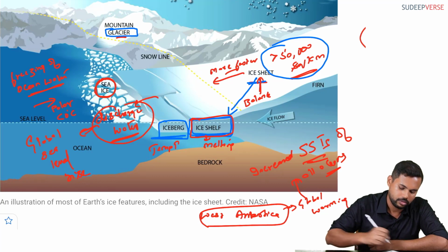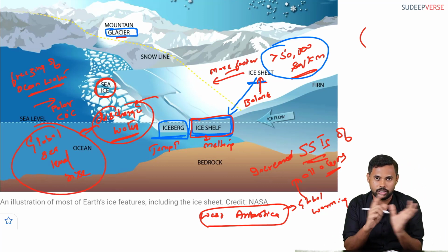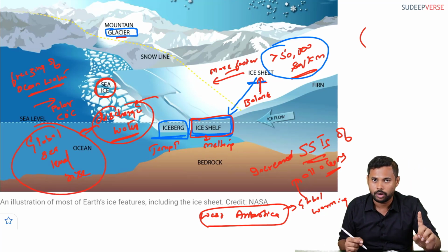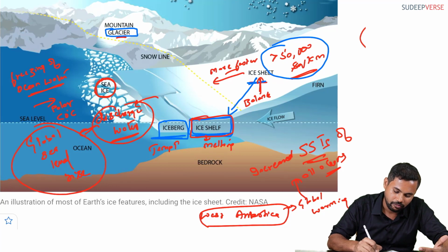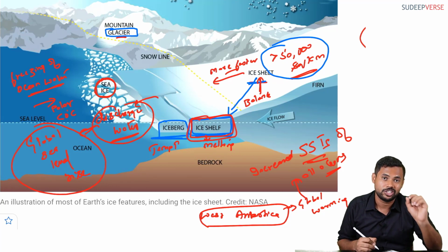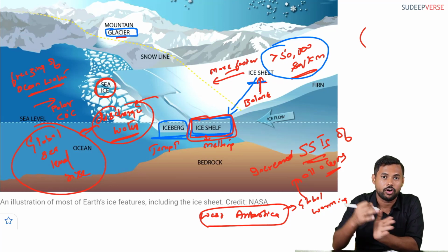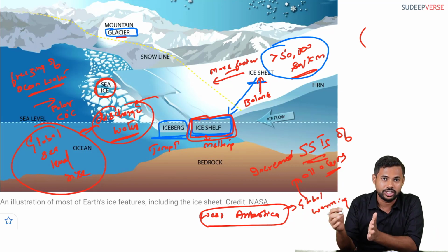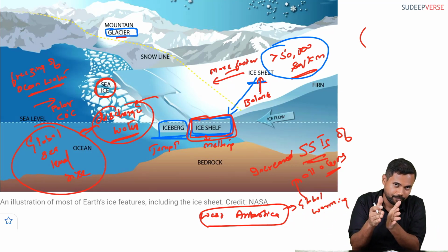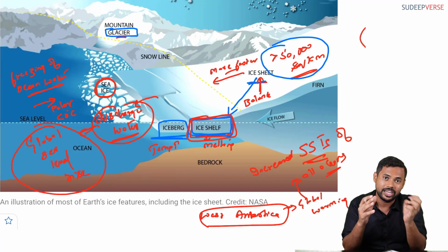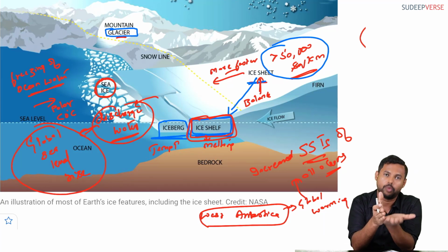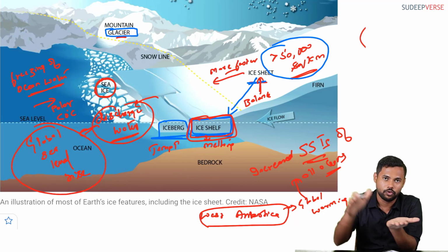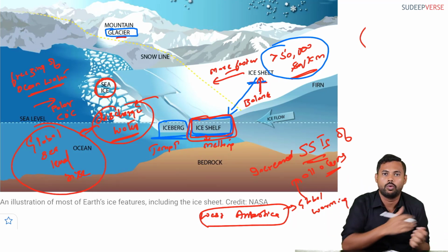I hope you got the problem of what is happening. Now let me reiterate. Because of global warming, the sea surface temperatures of the oceans are increasing. When the sea surface temperatures increase, the ice shelf melts. The job of the ice shelf is to create a balance for the ice sheet. So the ice sheet, because of the ice shelf, moves very slowly down the slope. Now when the ice shelf itself melts, the balancing force provided by the ice shelf is no more there. So when there is no balancing force, the ice sheet will easily move into the water.